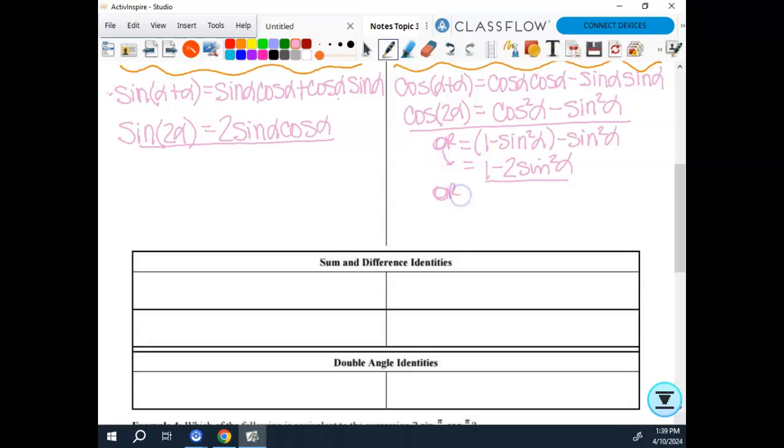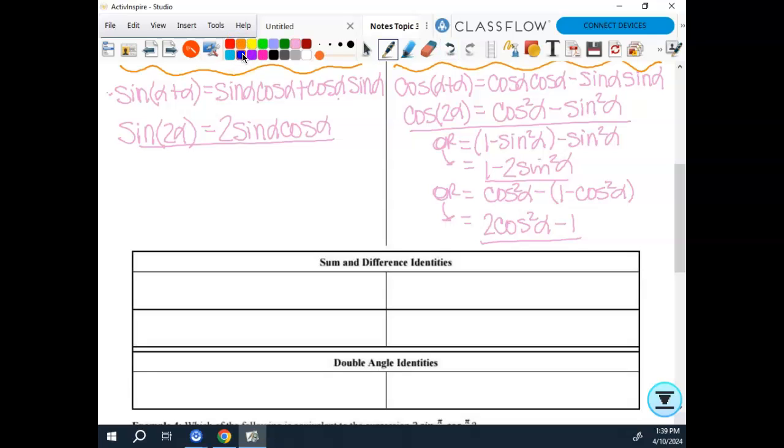And then we have another one. Or, instead of that, let's substitute in something for sine squared. So cosine squared alpha minus, and instead of sine squared, I'm going to do 1 minus cosine squared. And then when I simplify that, that would give me 2 cosine squared alpha minus 1. Just substituting and simplifying.